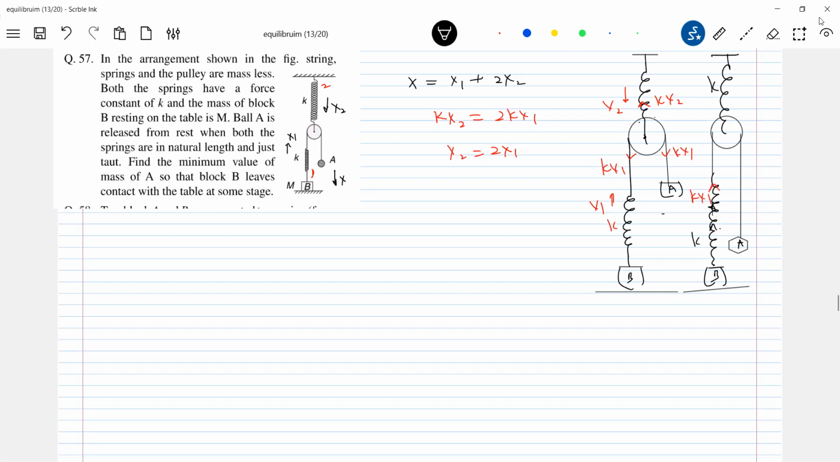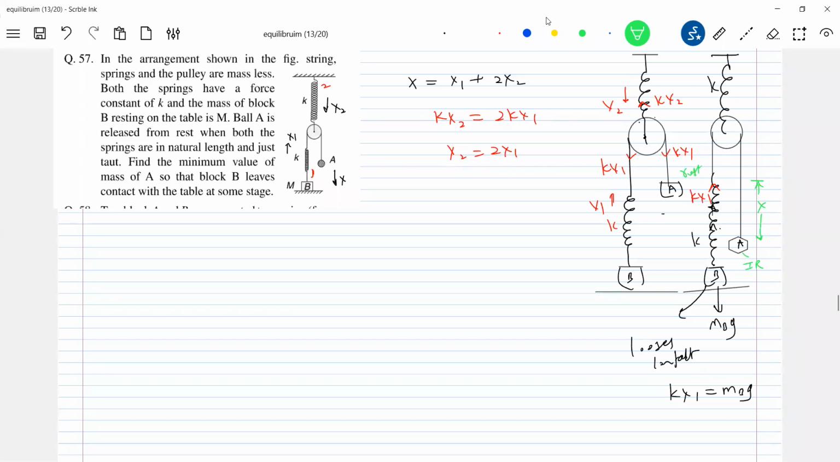That kx1 should be able to lift mbg. So when block B loses contact, kx1 equals mbg. For spring 1 to get elongated by x1, tell me how much block A should move. Should it undergo displacement by x1 or by x? It should undergo displacement by x. I think you'll go wrong if you write x1 because of the spring there. And what is the state of this? Instantaneous rest. Shall I write IR, and it is released from rest?